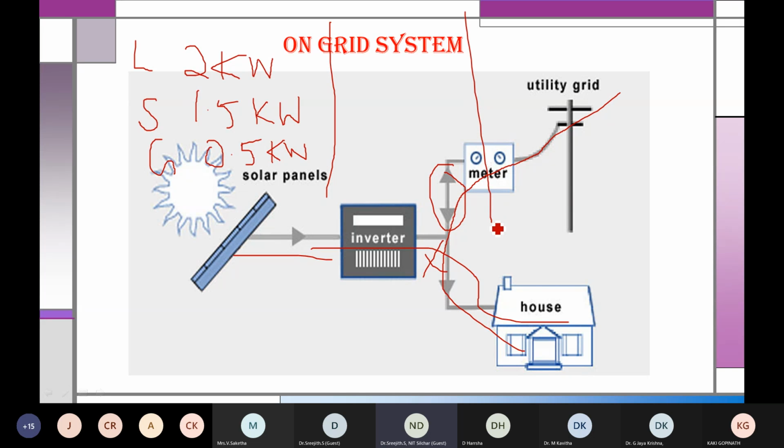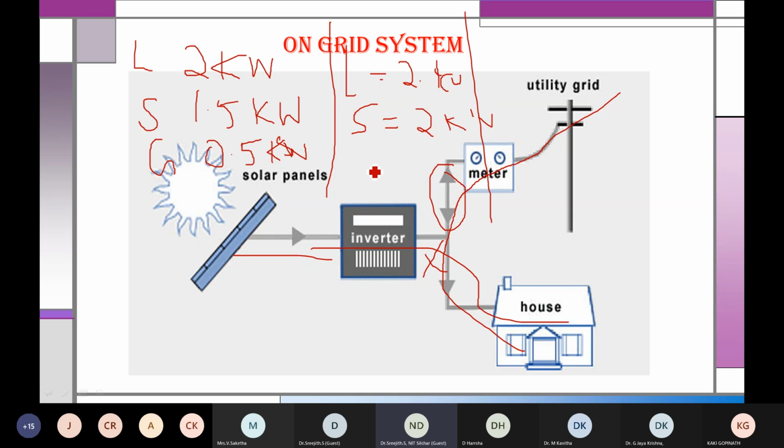So solar is generating 1.5 kilowatt, and from the grid I'm taking the remaining 0.5. This is a grid connected system. Suddenly, with the same load of 2.52 kilowatt, the solar itself is generating 2 kilowatt.